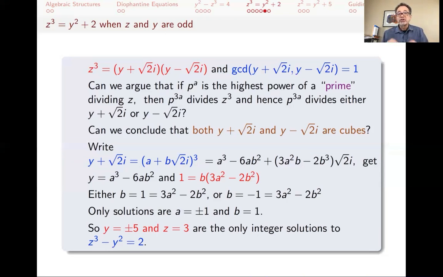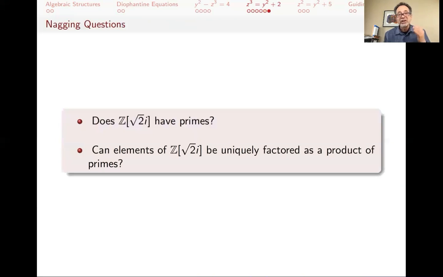So we were able to solve this Diophantine equation if we could argue the same way as we argued with integers with these expanded set of integers, these Z joined square root of 2i. And if you could talk about primes, divisibility, greatest common divisors, cubes, and so forth, if all of those arguments worked, then we'd solve this and we got what the solutions are. So the nagging questions are, does this thing have primes? And what do we mean by prime? Can you uniquely factor as a product of primes? And those are the nagging questions that we will have to answer.